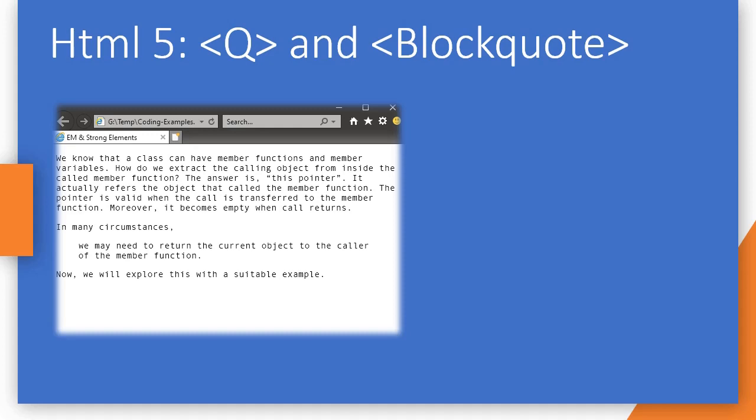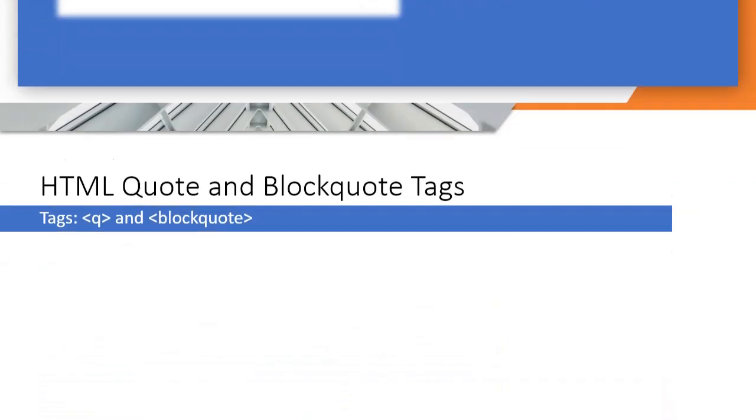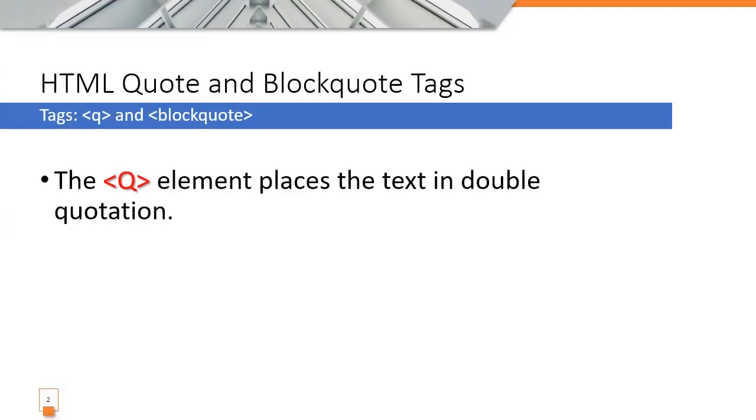Hello friends, in this video we are going to look at quote and BlockQuote tags of HTML5. The element Q is used to place a word or words within a quotation mark. The tag is Q.